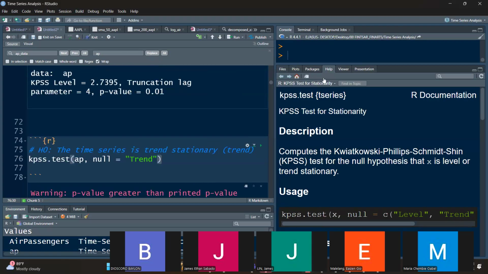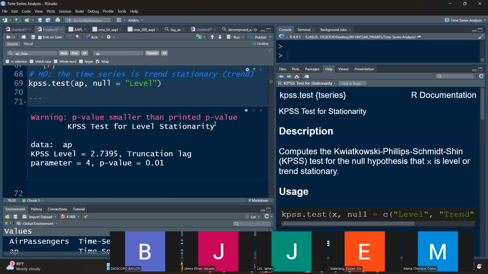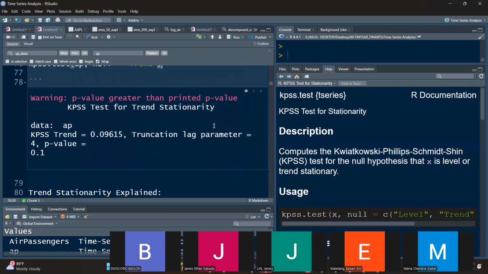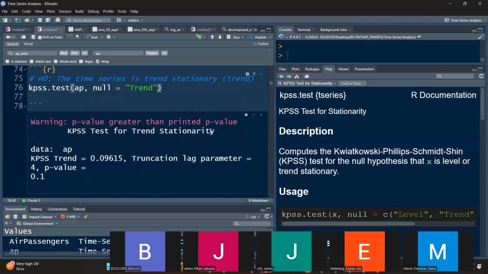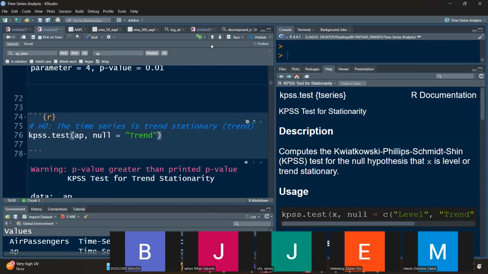Okay, let me pause for a while. I hope that I have cleared this because I'm sorry I might have caused you confusion about the KPSS test. And the KPSS test still remains a better and more powerful statistical test compared to the ADF test. Is that clear, class? Please, may I have your confirmation about the KPSS test, where the null is equal to level and the null is equal to trend.